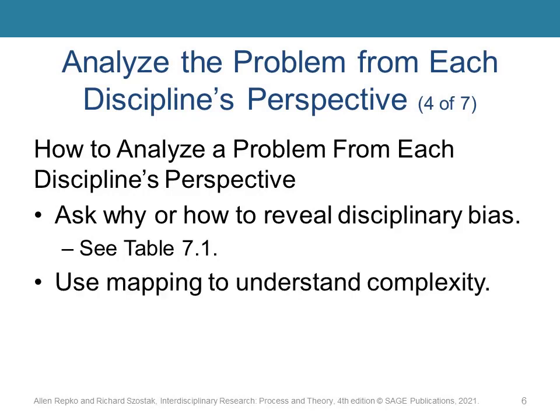Interdisciplinarians use mapping to visually depict the problem and its parts. In this part of Step 6, they connect each discipline's perspective to the problem, if they haven't already done so. This step is yet another opportunity to add to and expand upon the information that we've already collected.